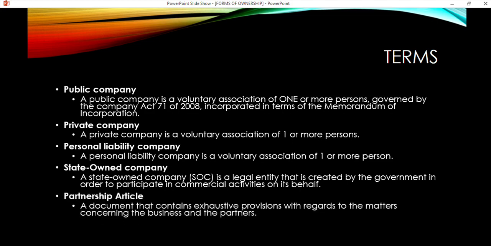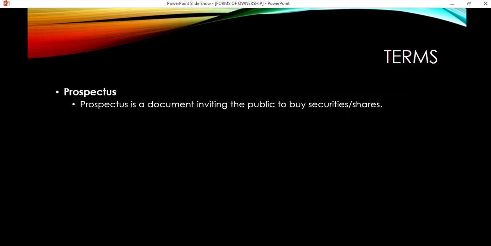Partnership article. It's a document that contains exhaustive provisions with regards to the matters concerning the business and the partners. And this is probably the last one. Prospectus. This is a document that will invite the public to buy securities or shares. It's your document that will state who the company is, what they stand for, what they want to achieve, what they sell, how they do it, and then you buy in and you buy shares.